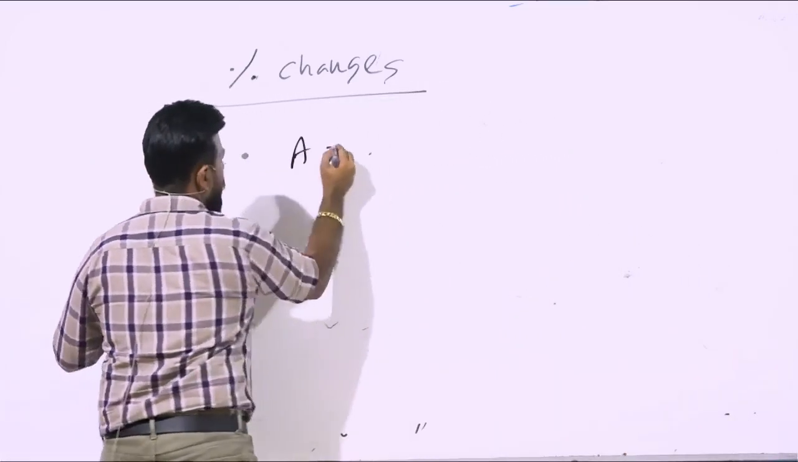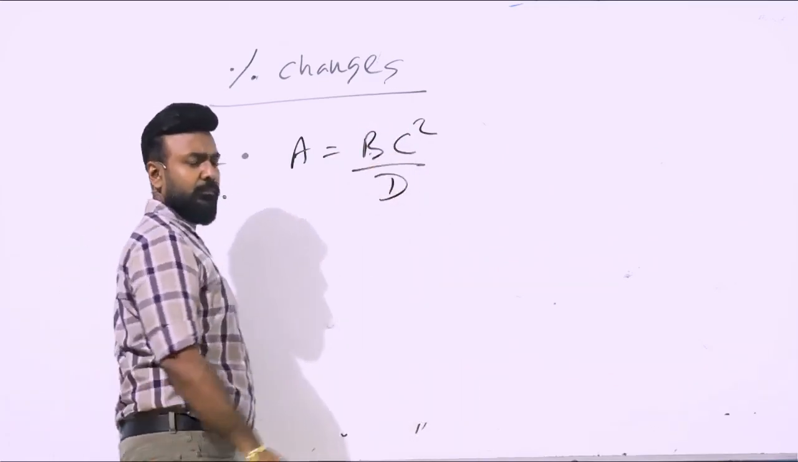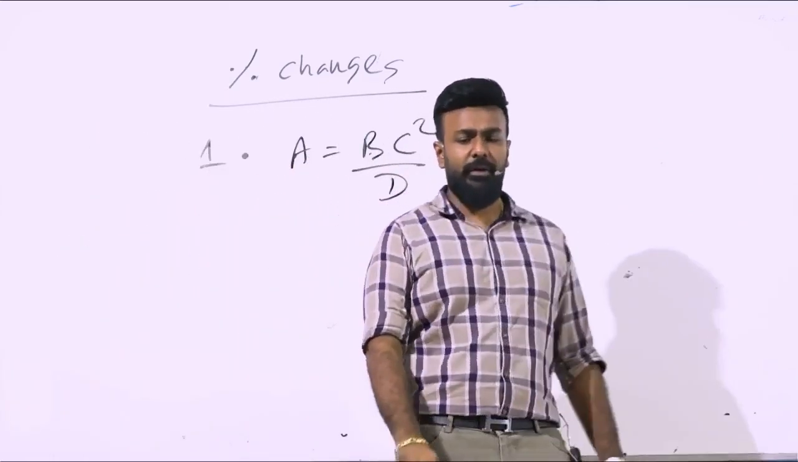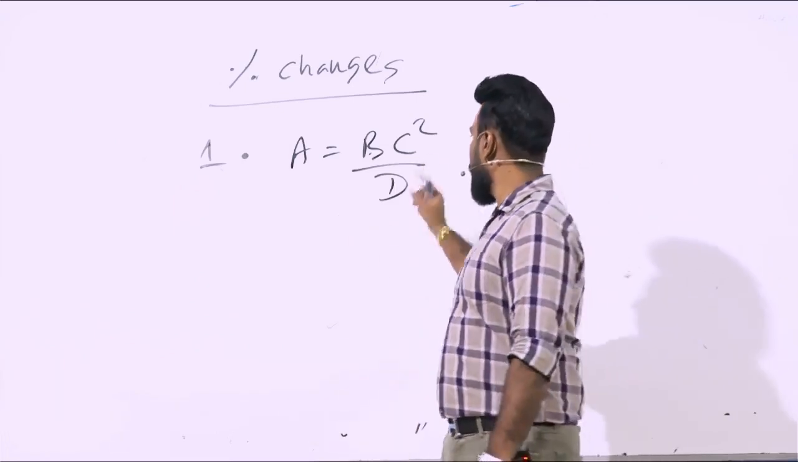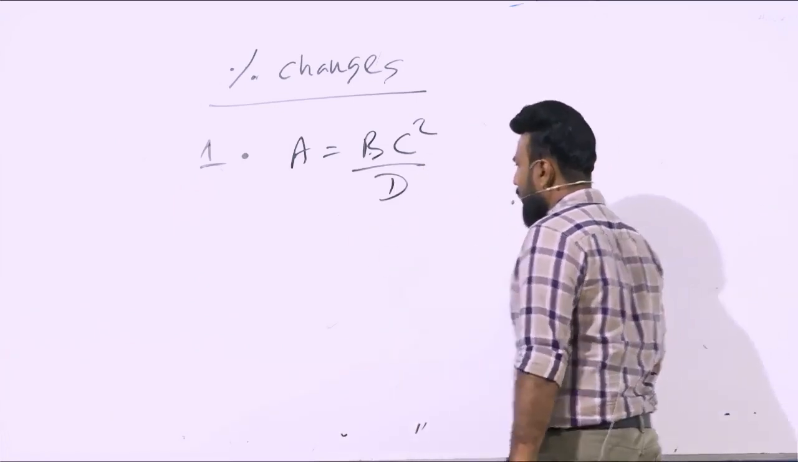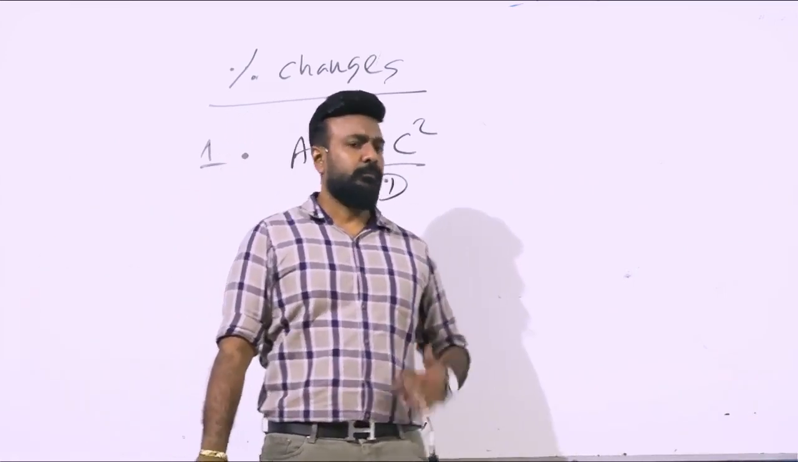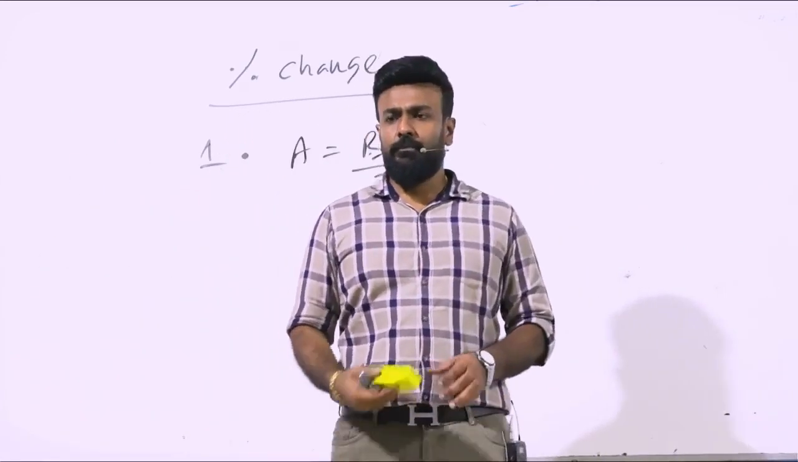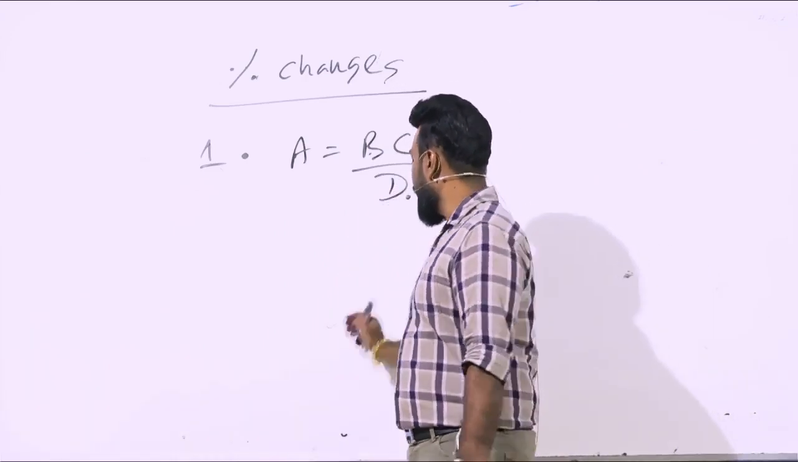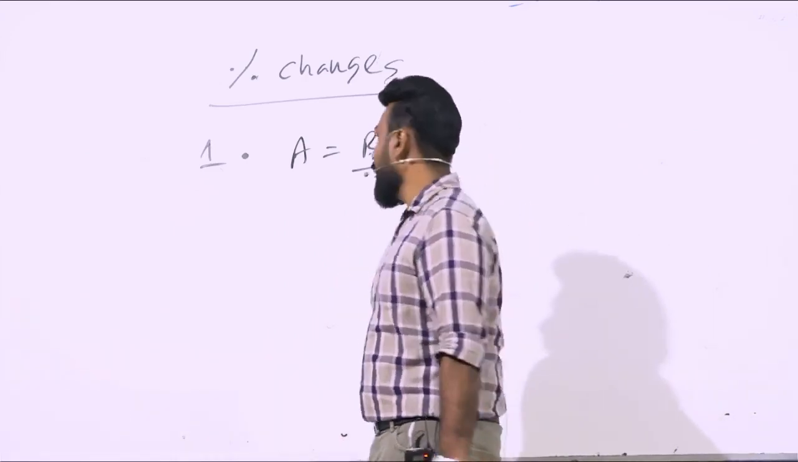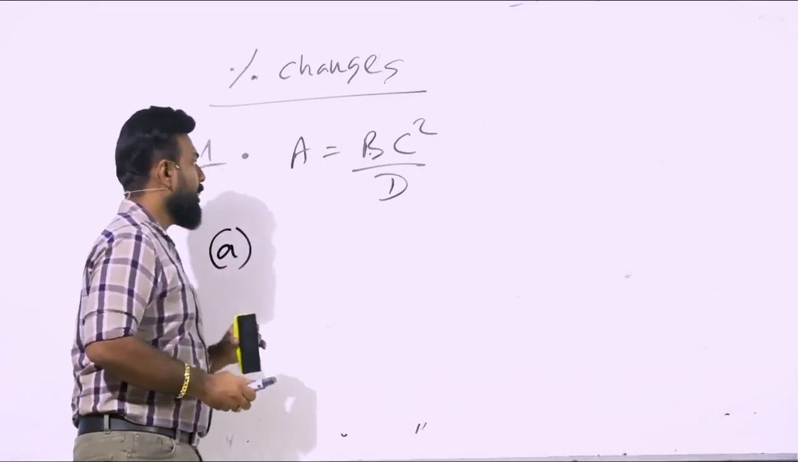Right. A equals BC squared over D gives a physical equation. Part A.